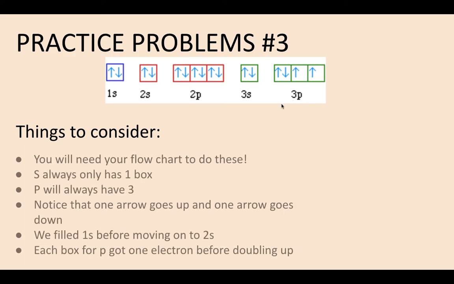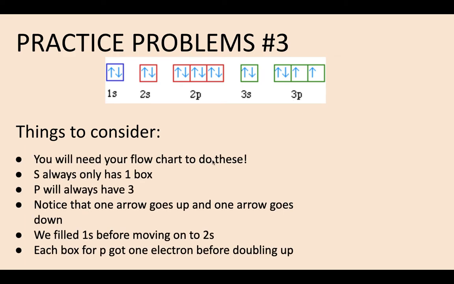So let's check our list. We had our flow chart. S always has one box. P always has 3. Notice that one arrow goes up and then one arrow goes down. We filled 1s, 2s, 2p before moving on to the next level. Now, which element is this? Take a minute, check your periodic table.